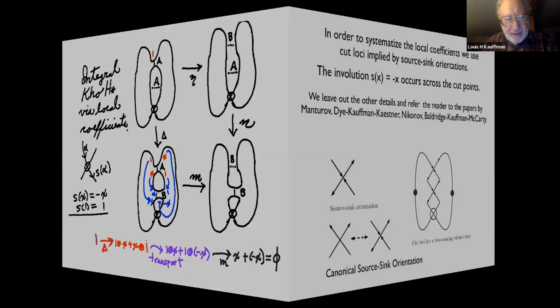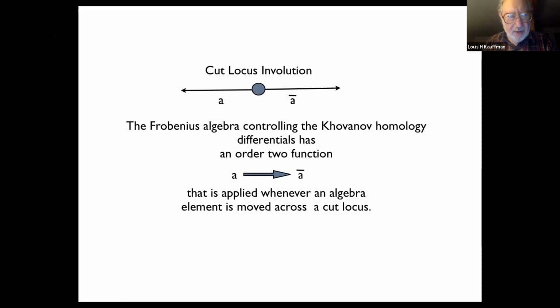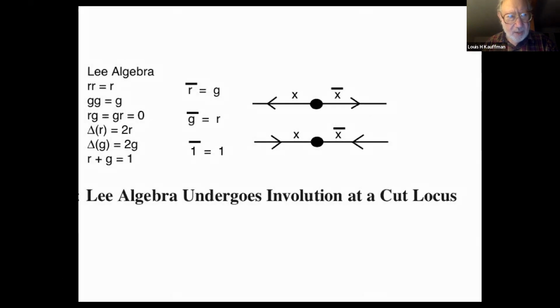And then that causes the signs to switch correctly, with some extra technology there as well that I haven't mentioned, and gives you a method to do, using local coefficients, Khovanov homology for virtual knots. Now, the key thing is that you have this cut locus involution, and you apply it also in the case of the Lie algebra. And in the Lie algebra, the involution is to switch red and green.